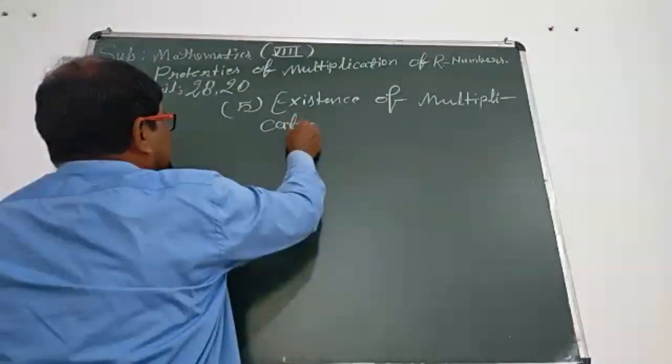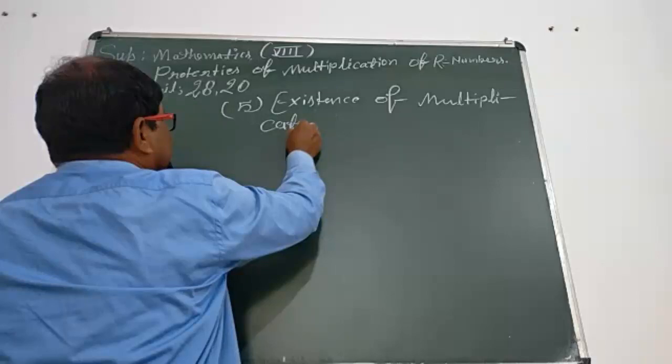Multiplicative inverse, you have learned it in your previous classes. Suppose that you have a rational 2 upon 3 and you want to divide it by 1 upon 3. Then you always use 2 upon 3 times its multiplicative inverse, 3 upon 1. Now 3 cancels, and you will get 2. That is called multiplicative inverse.